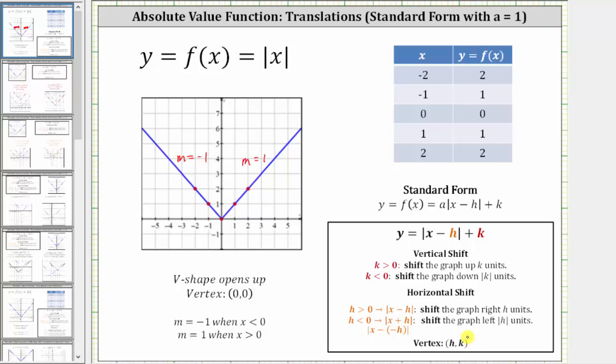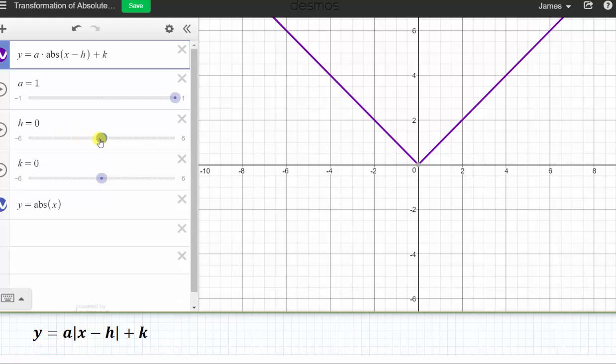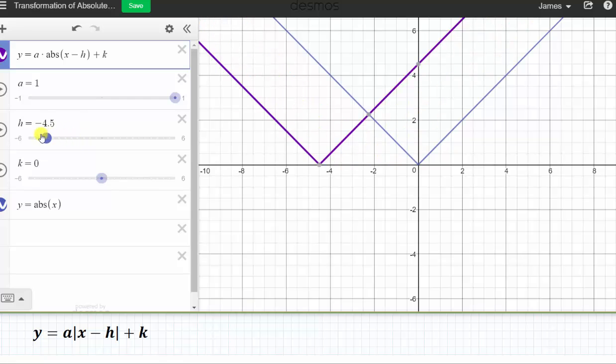Let's look at an animation to better understand how the values of h and k affect the graph of the basic absolute value function. Let's first see how h affects the graph of the function. Notice when h is positive, the graph is shifted right h units, and when h is negative, the graph is shifted left, the absolute value of h units.